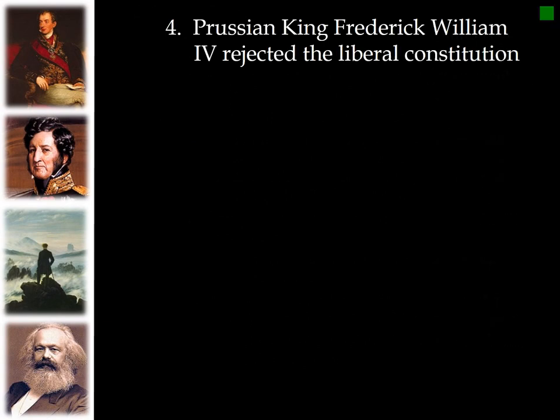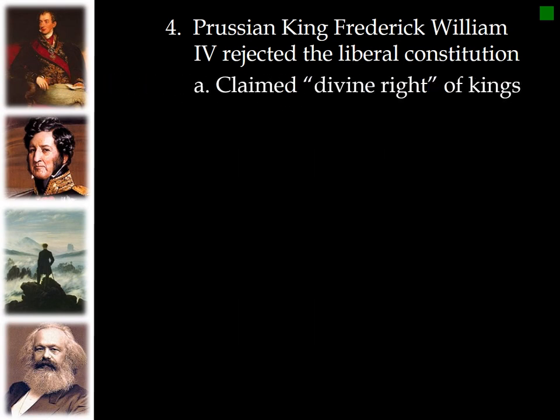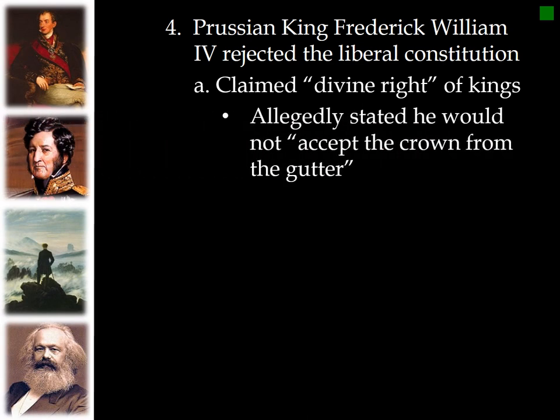The Prussian King Frederick William IV, in turn, rejected the liberal constitution. He rejected becoming the king of a larger united Germany if his power was going to be limited by a constitution. He claimed the divine right of kings for himself. Allegedly, he stated that he would, quote, not accept the crown from the gutter. He would rather remain the absolute monarch of a smaller Prussia than a constitutional monarch of a larger Germany that would ultimately limit his power.